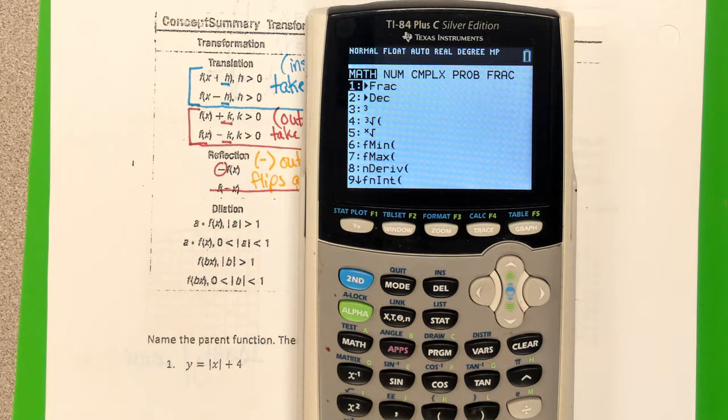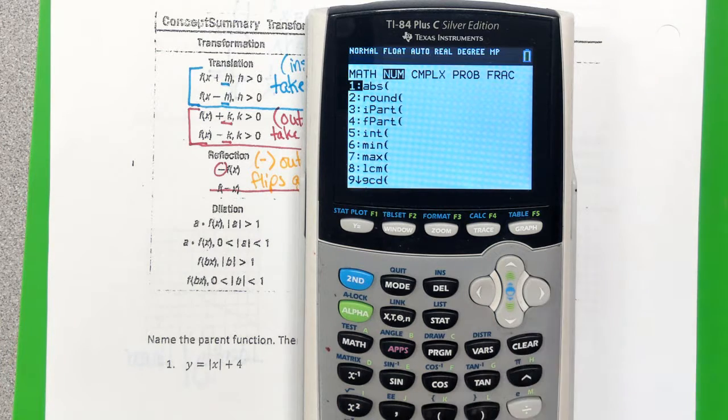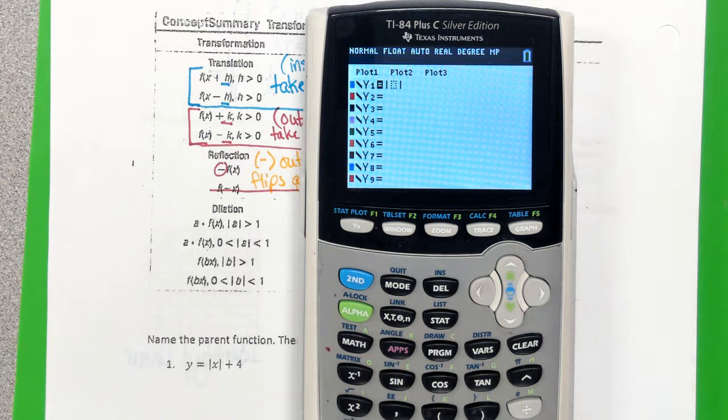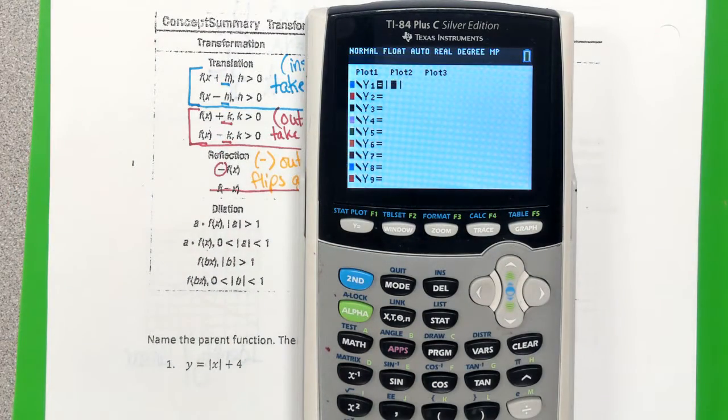Okay, then we're going to hit the right arrow button, over to number. And what's the very first thing that's there when we get over to that button? Abs. Abs is the absolute value, right? Now, here's the thing. Hit enter. If yours is not updated, it will not show the actual absolute values. Yours will just say ABS and then a parenthesis.